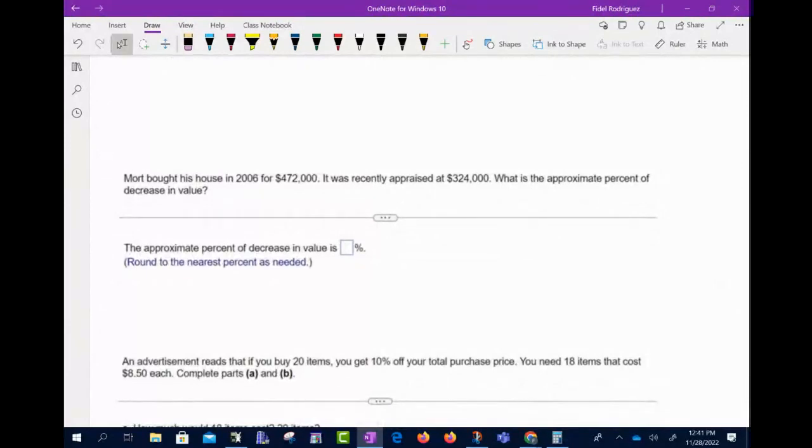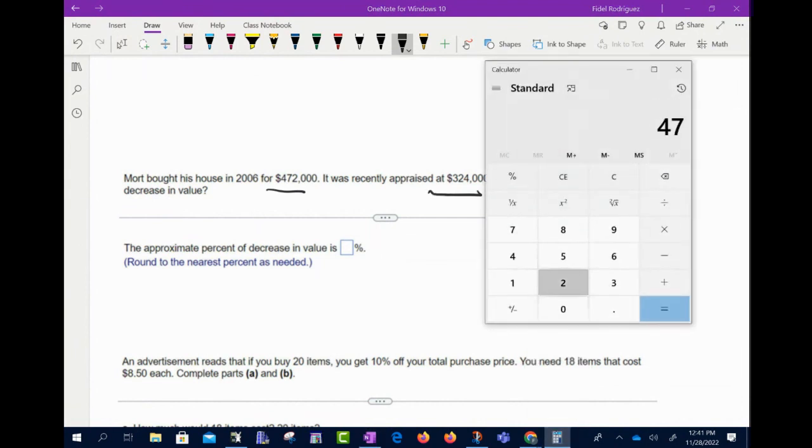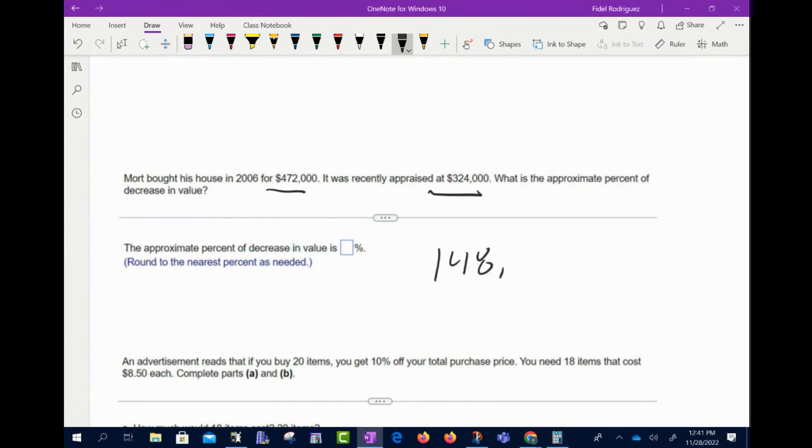Okay, I'm going to do the same thing here. Mort bought his house in 2006 for $472,000. It was recently appraised at $324,000. What's the approximate percent of the decrease in value? Okay, so look, I need to figure out how much did it go down by. So let's do this. 472,000 minus 324,000 is 148,000. We're going to divide it by the original amount.